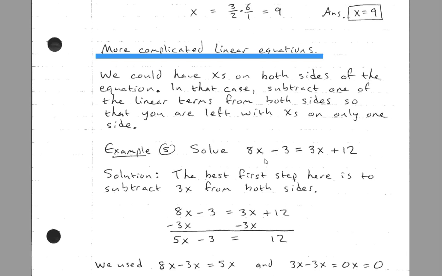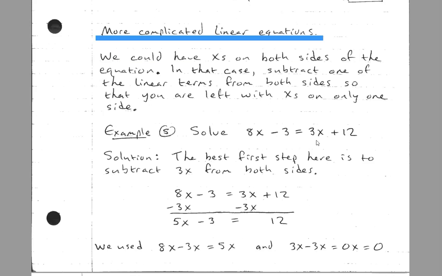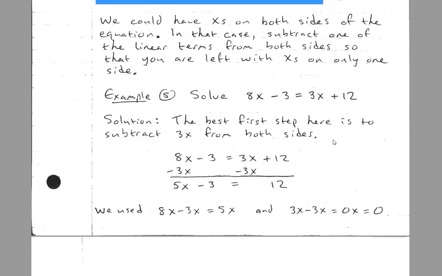Alright, so just if you have x's on both sides, then yeah, one extra step. Subtract one of those linear terms from both sides. Yeah, we could have subtracted 8x from both sides. That would work too. We'd end up with x's just on the right.